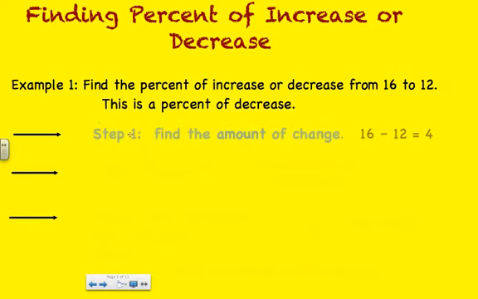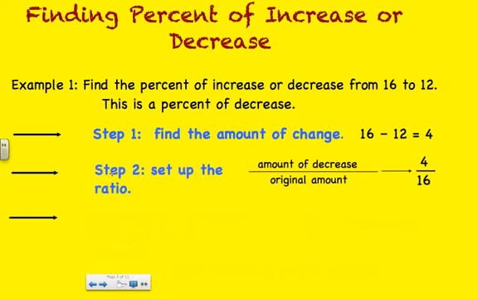Step 1, I need to find the amount of the change. The change is the difference between the original price and the new price. 16 minus 12 is 4. So I take that number and set up my ratio.